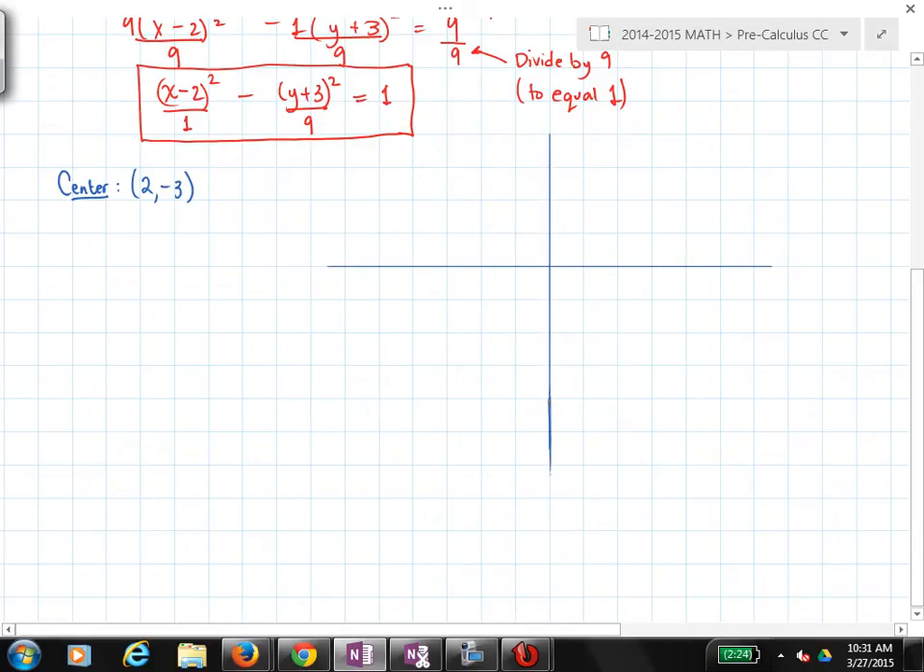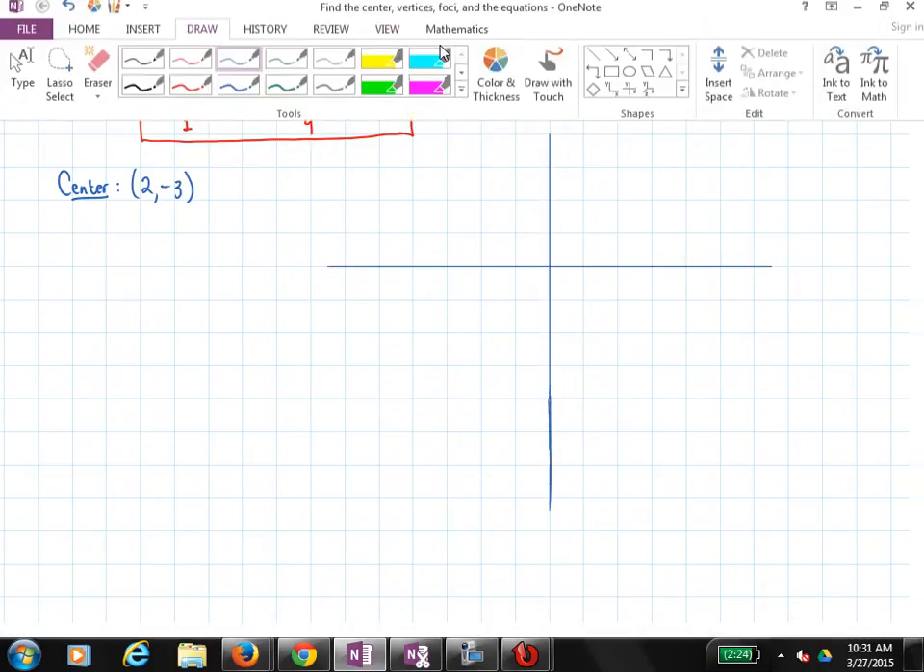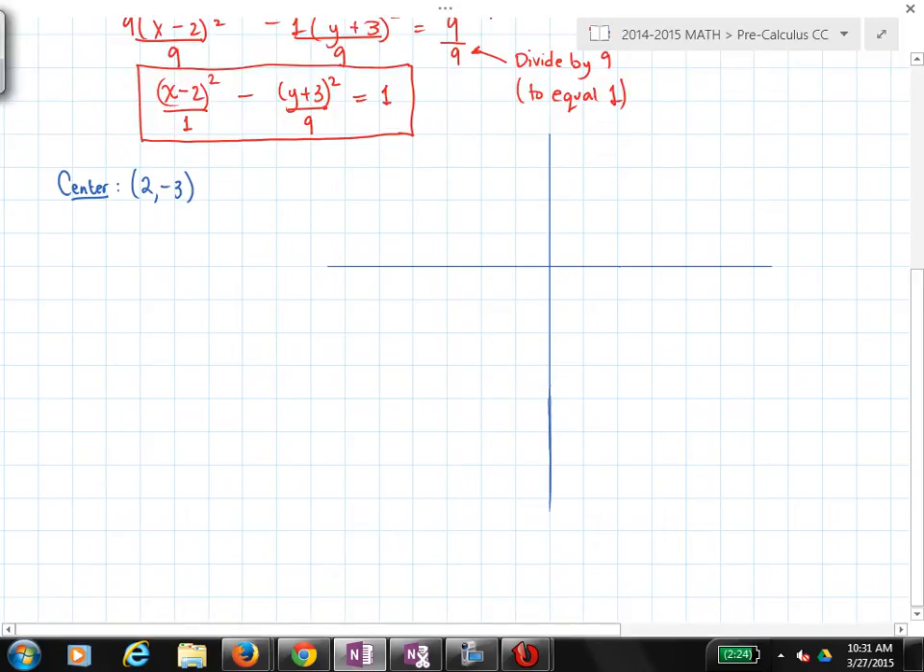Might need to extend this more than that. So let's start sketching our center point, 2, negative 3. Here's my center. And then you do the same thing as we did with the ellipse. Underneath the x, you look at this coefficient and take the square root of that. That's how many units you're going to travel along the x from the center point. So I'm going to move 1 unit this way and 1 unit this way.